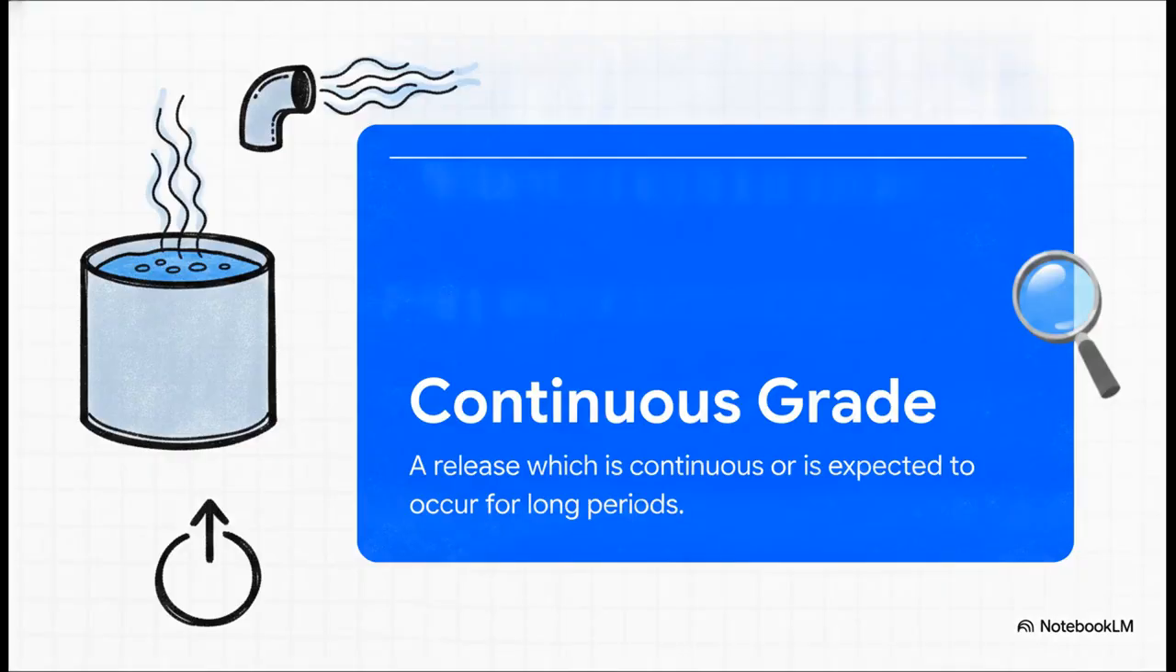First, the continuous grade. The standard defines this as a release which is continuous or is expected to occur for long periods. I like to think of this as your guaranteed, always-on release. A classic example would be the open fluid surface inside an atmospheric storage tank, or maybe a vent that's just permanently open to the atmosphere, continuously letting out vapor.